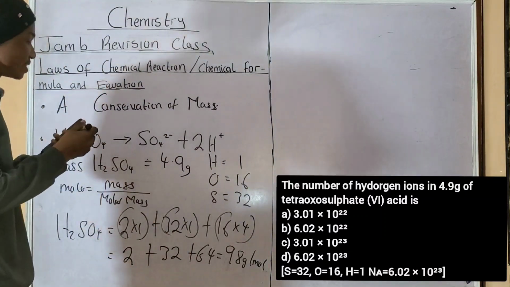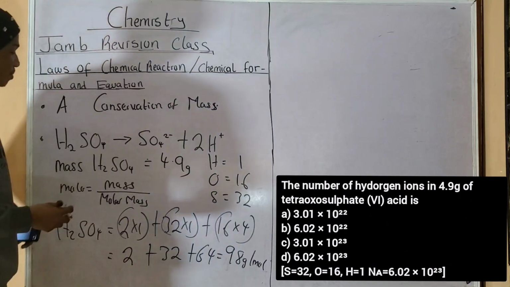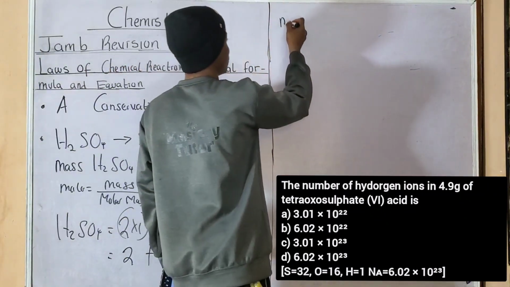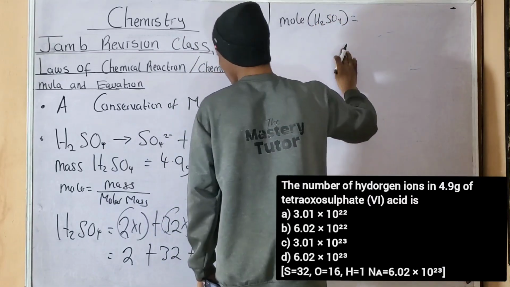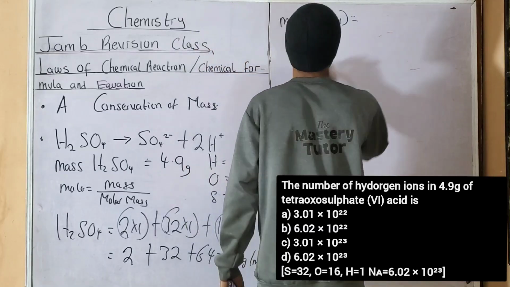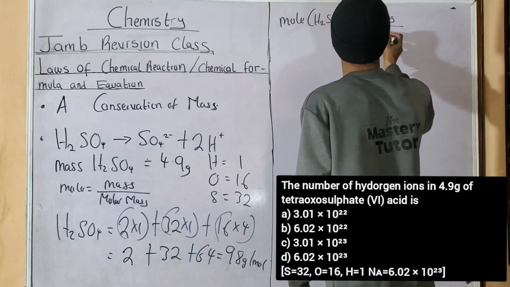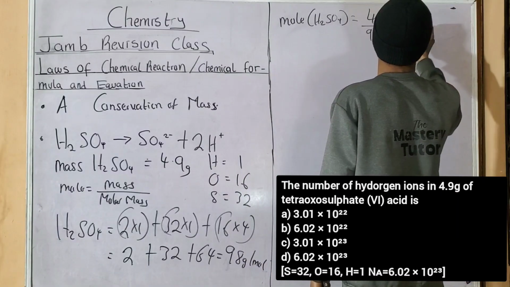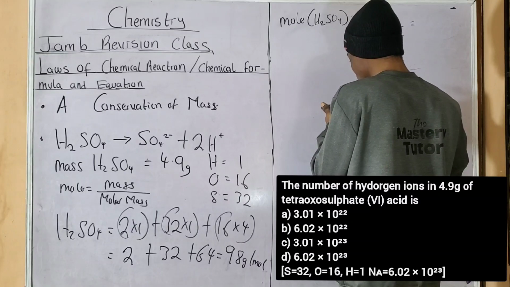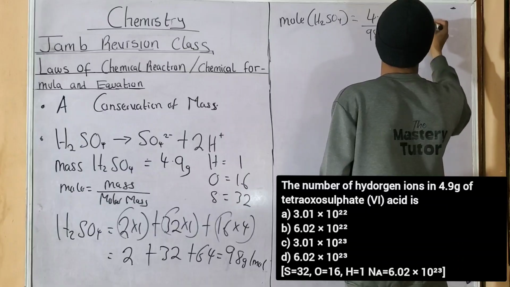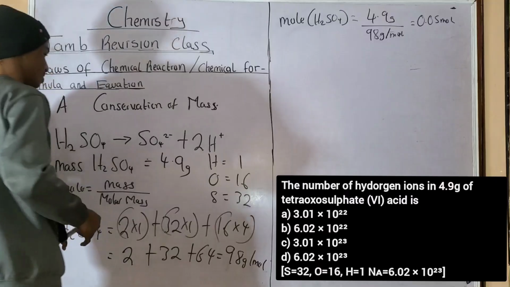Okay, so having gotten the molar mass of tetraoxosulfate VI acid, now we can proceed to calculate the mole. The mole of H2SO4 will be equal to the mass. Don't forget the mass has been given as 4.9 gram, all over the molar mass, which is 98 gram per mole, and that will give us 4.9 divided by 98, that is 0.05 mole.